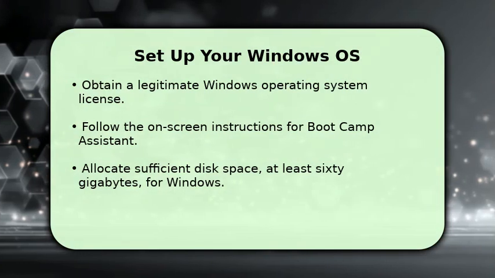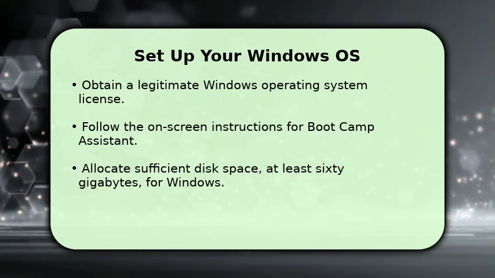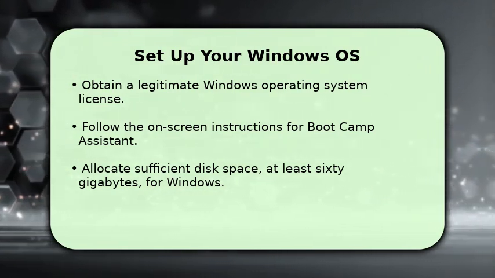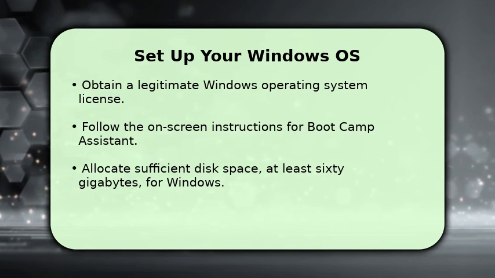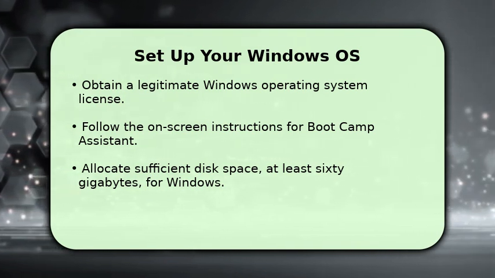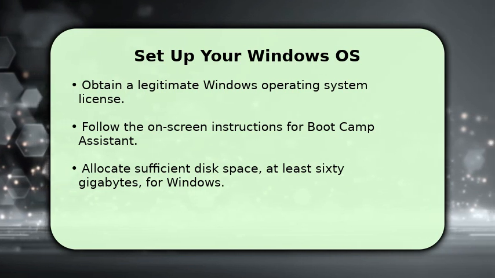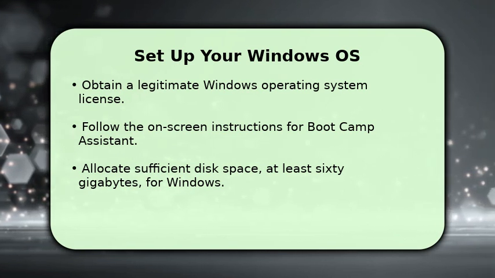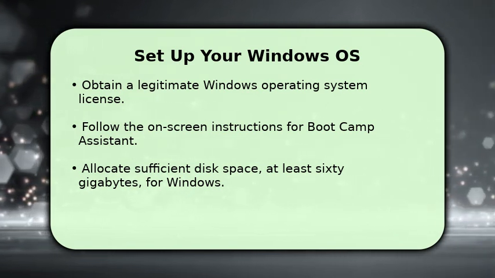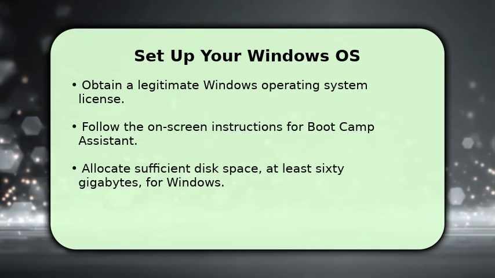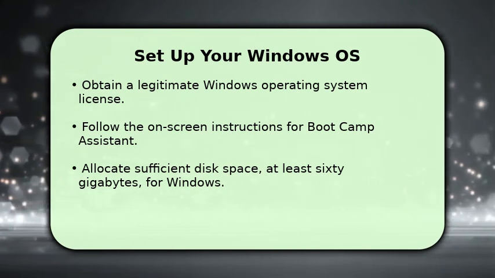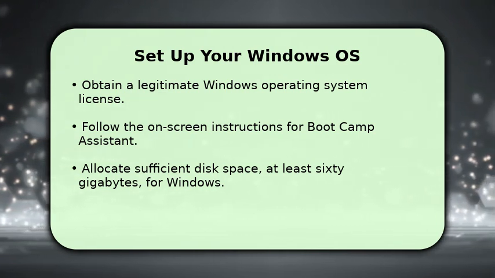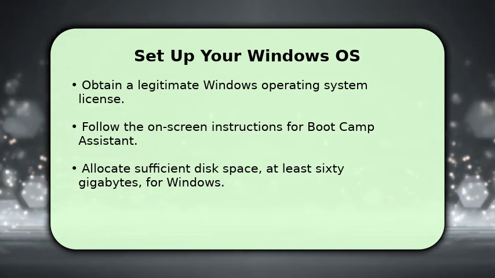Once you have chosen your method, the next step is to install the Windows operating system. You will need a legitimate Windows license and an installation file. If using Boot Camp, launch Boot Camp Assistant from your Utilities folder and follow its clear instructions. Ensure you allocate at least 60 gigabytes of disk space for your Windows partition to accommodate the game and future updates. For virtualization software, simply create a new virtual machine and install Windows as prompted. Then install the necessary drivers for your Mac's hardware.